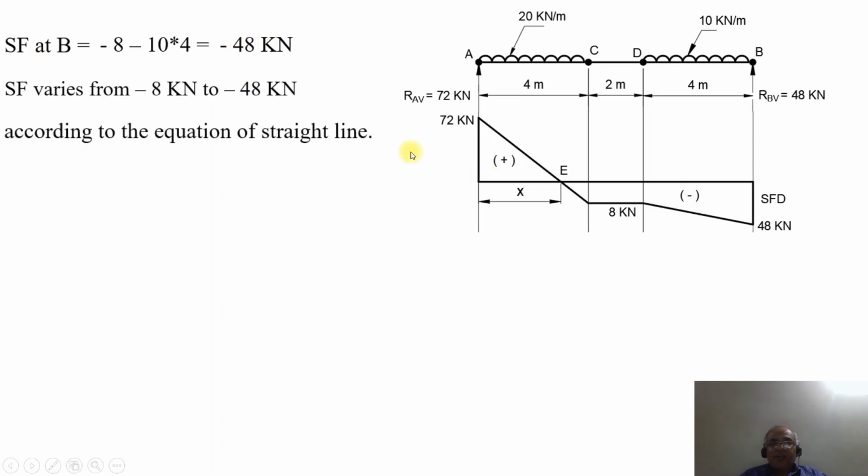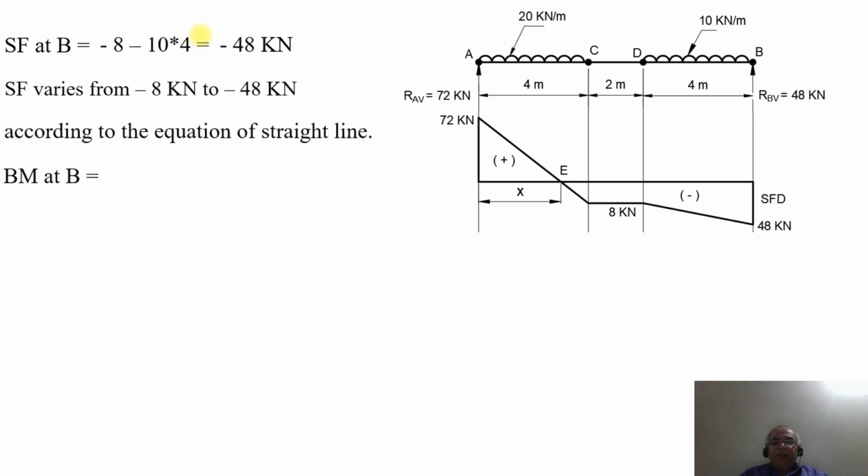According to the equation of the straight line, because you have W into X for a uniformly distributed load, from the point D to point P it starts from minus 8 kilonewton and drops further down to minus 48 kilonewton. This variation from minus 8 kilonewton to minus 48 kilonewton is joined by means of a straight line, which is the equation of a straight line, because the power of X is 1.